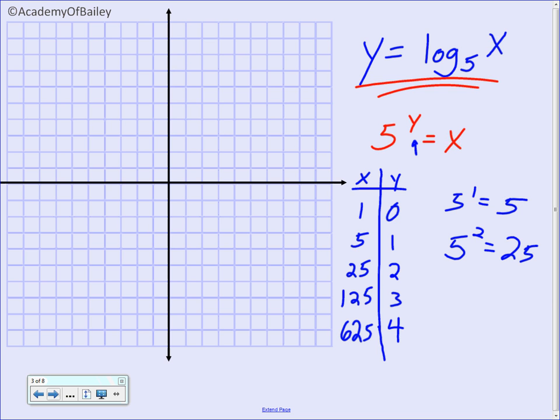What about if we did some negative values? Negative 2, negative 1. 5 to the negative second power is equal to 1 over 5 squared, and 5 squared is 25. How about 5 to the negative first power? 5 to the negative first power is 1 over 5.